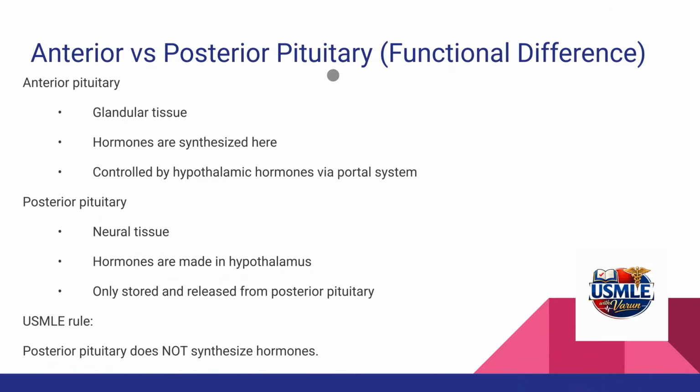Now we'll try to understand the key functional difference between the anterior and posterior pituitary. The anterior pituitary is a glandular tissue and actually synthesizes its own hormones. It is controlled by the hypothalamic hormones through the portal system, as we have already discussed. Whereas the posterior pituitary, on the other hand, is a neural tissue, and its hormones are made in the hypothalamus. These are not made by the pituitary itself, but are made in the hypothalamus and transported down the axons, and then they're stored and released from the posterior pituitary. So the posterior pituitary does not synthesize hormones.